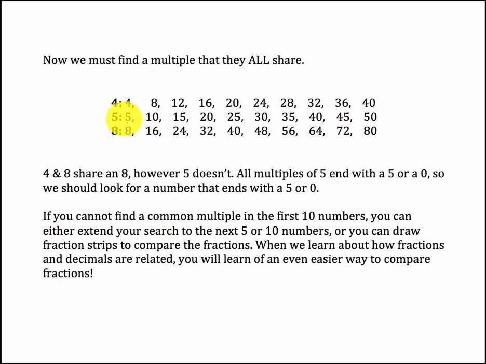You probably noticed that the multiples of 5, they all end in either a 5 or a 0. So that tells me that if I look for a number in the 4 multiples, and if it ends in a 5 or a 0, it has to also be a multiple of 5. So for example, I go along here, 4, 8, 12, 16, 20. So this ends in a 0. So I look down in the row of 5, and there it is as well. Okay? However, 20 is not a multiple of 8, so I have to keep on going.